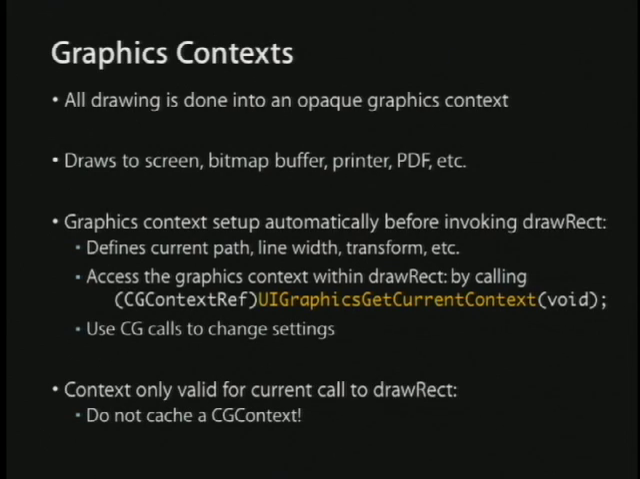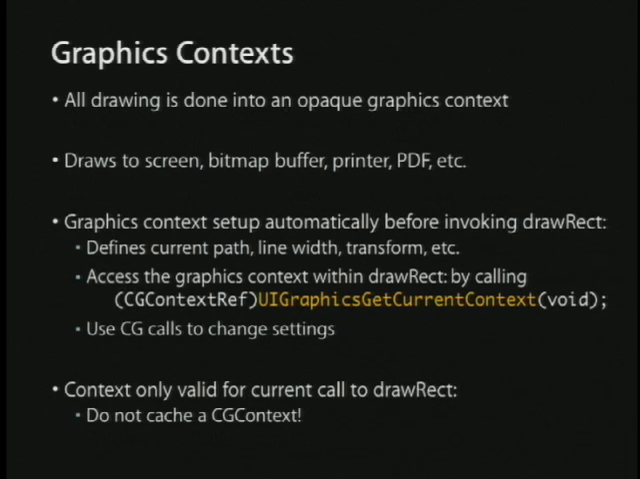This will give you back the CGContextRef that UIKit created for you, so you can use that as the parameter in all your calls into Core Graphics to determine where you're going to draw. And then you use CG calls to change the settings on that context, and we'll see some of those in a minute. They let you do things like define the line width, the color that you're going to be drawing with, and they also define all the graphics operations, like drawing circles and squares and lines and all that kind of thing.